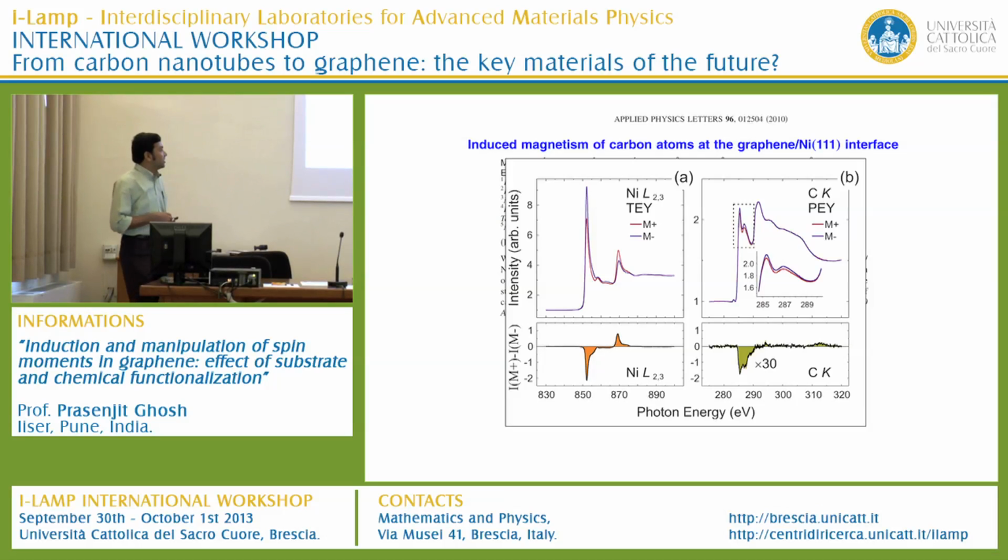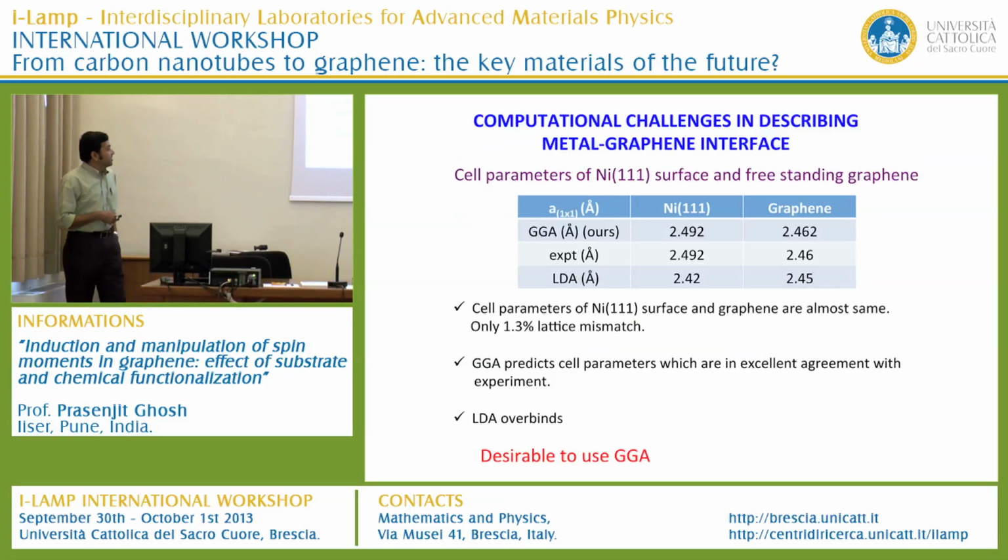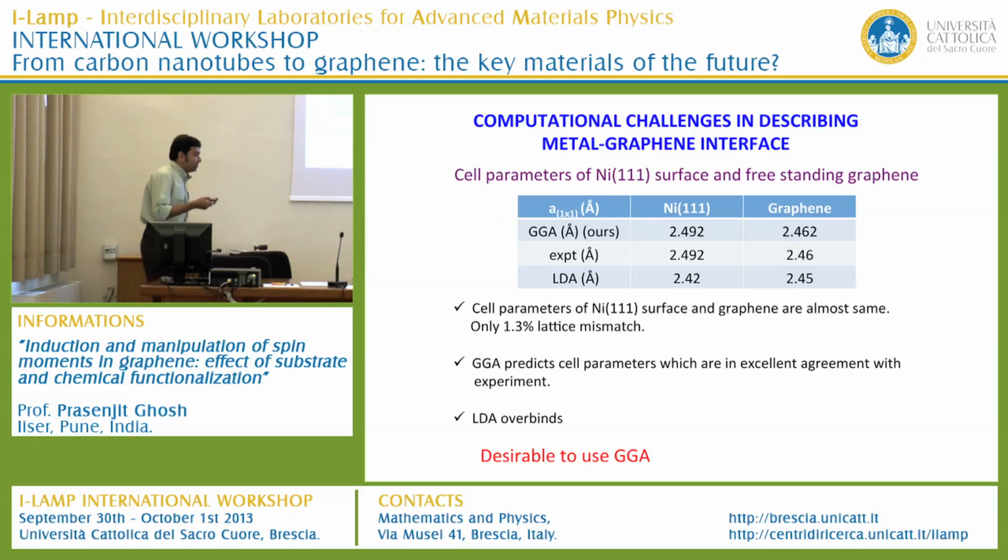So we thought that first we would look into the substrate, how the substrate interacts with the graphene sheet, and then check whether there is in reality some magnetic moment. But while doing the calculations, very soon we realized that it's not a simple job, and I'll come to the reasons later. The first thing one notices is that the nickel 111 lattice parameter matches almost exactly with that of the graphene.